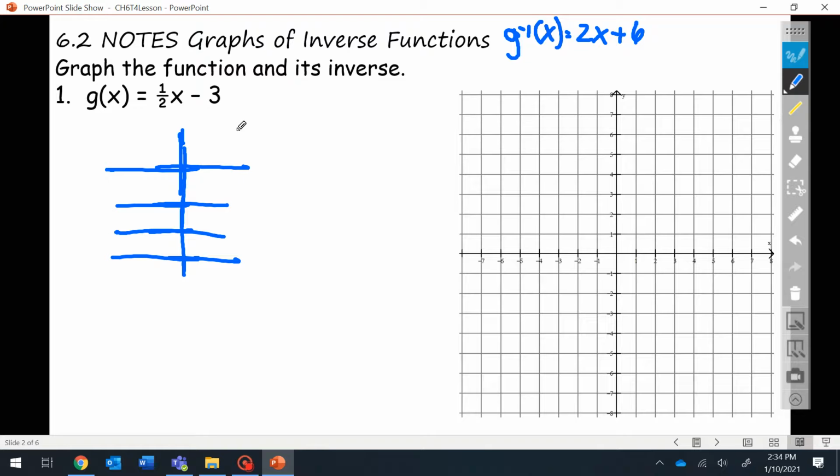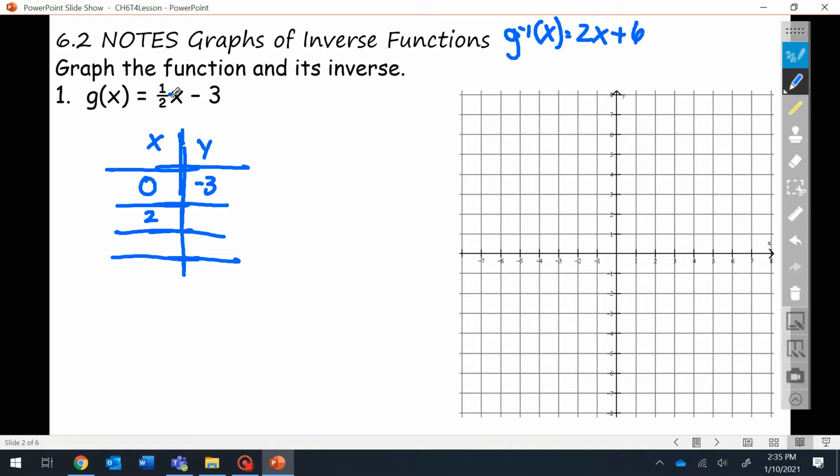Alright, this is the first problem. So I'm going to pick some xy ordered pairs. They can be anything we want. I'm just going to pick some that multiply nicely with 1/2 because whatever the x value is, it gets multiplied by 1/2. So I'm going to start with 0. 0 times 1/2 is 0, minus 3 is negative 3. Next I'm going to pick 2 because 2 multiplies nicely with 1/2.